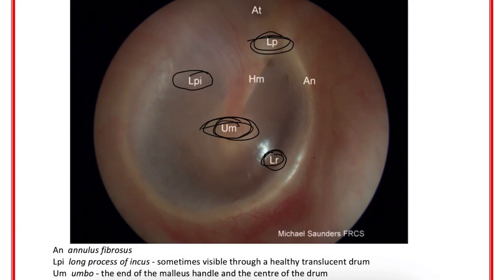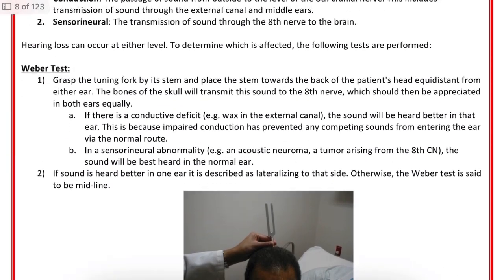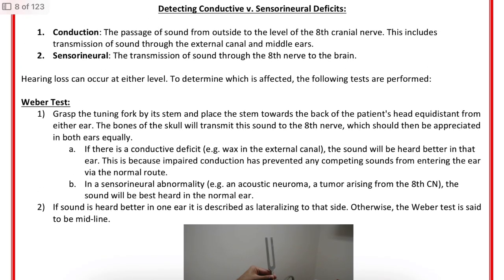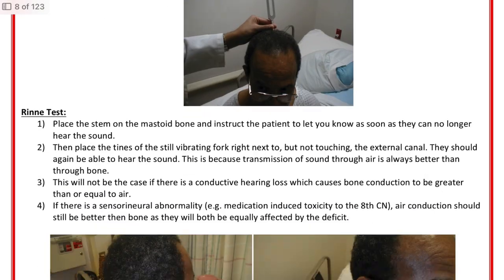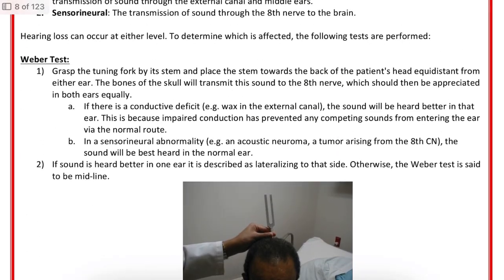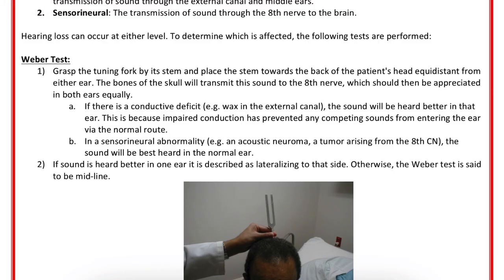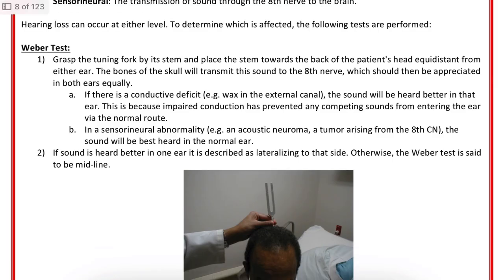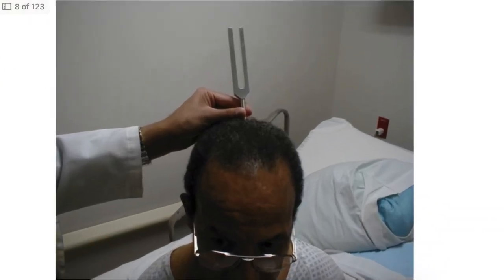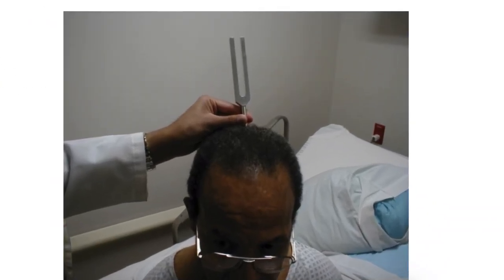Okay, the next test is the tuning fork test. This is the most important because we are going to use a 512 Hz tuning fork. This tuning fork is very important for detecting conductive and sensorineural pathological conditions. First of all, we can see the Weber test. In the Weber test, we have to place the tuning fork on the forehead. You can see here this type of image, so we keep the tuning fork on the forehead.